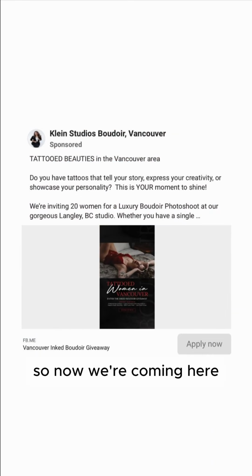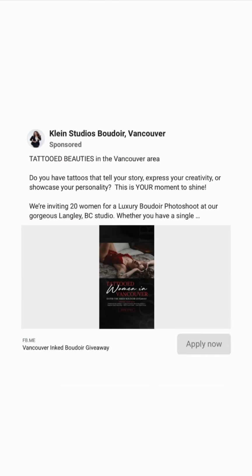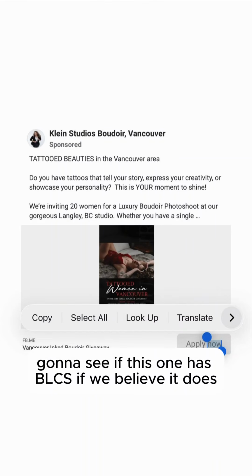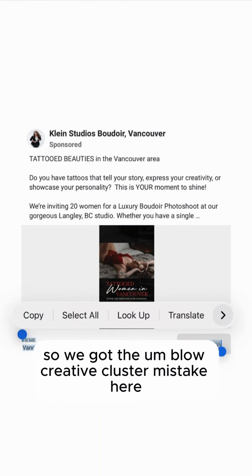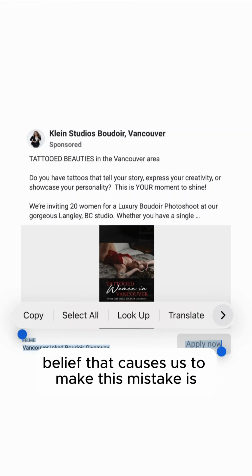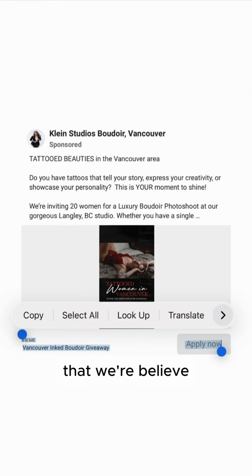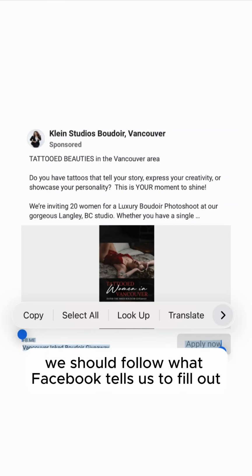So now we're coming here. Going to see if this one has BLCS, or if we believe it does. So we've got the below creative cluster mistake here. The false belief that caused us to make this mistake is that we believe we should trust and follow what Facebook tells us to fill out.